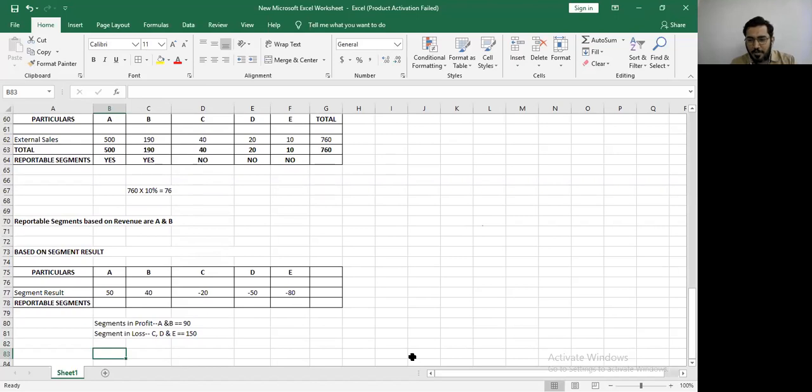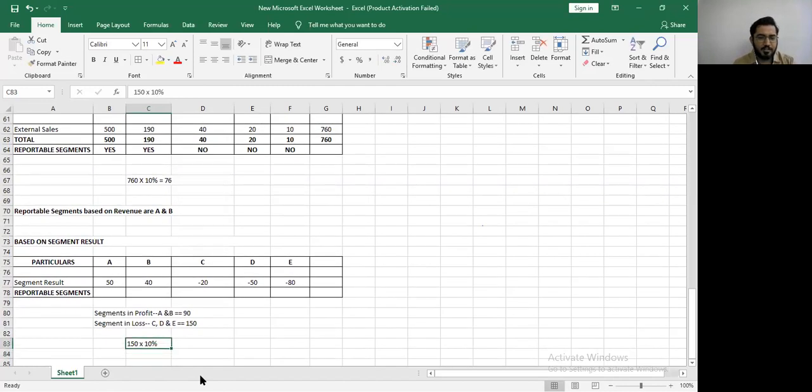So tell me, what will you take? 90 or 150? Of course, you will take 150. So we have 150 into 10%. You take whichever is higher. 150 into 10% comes to what? 15?